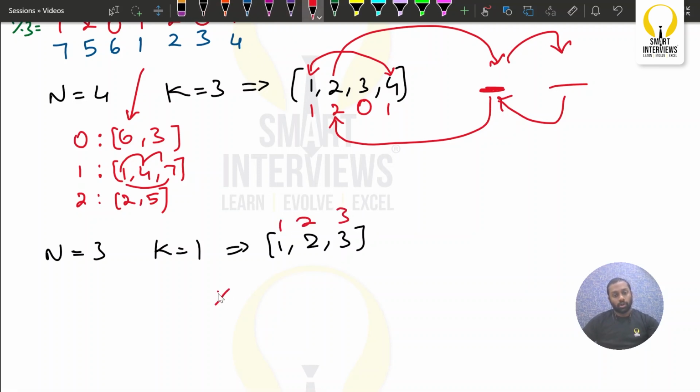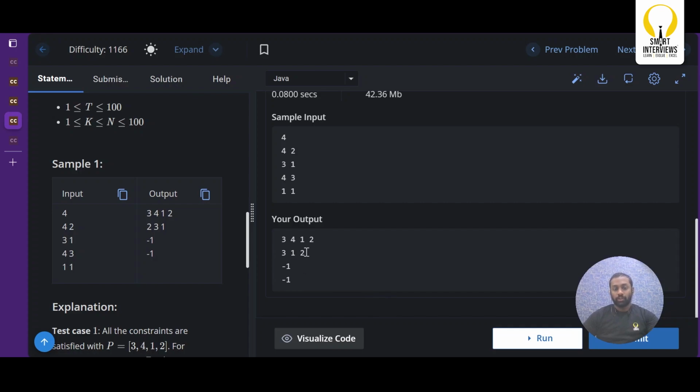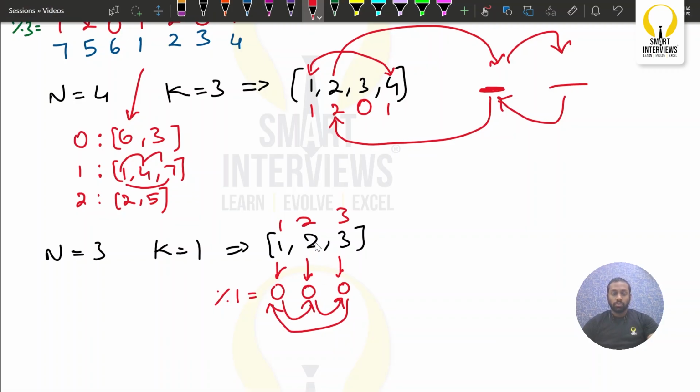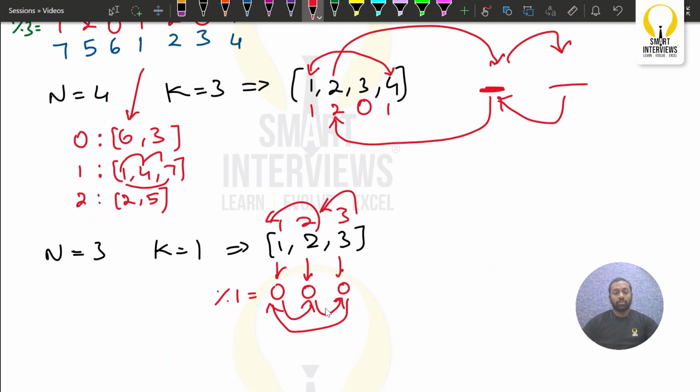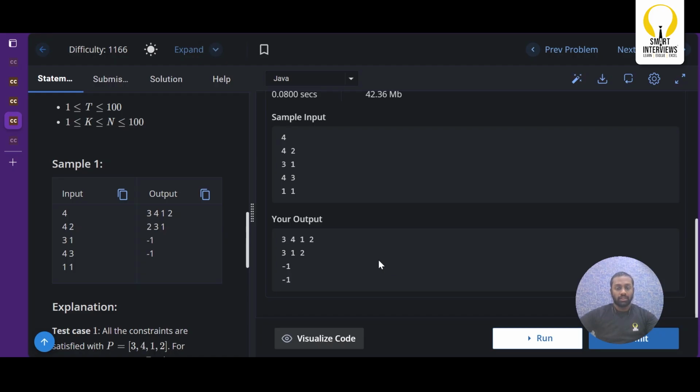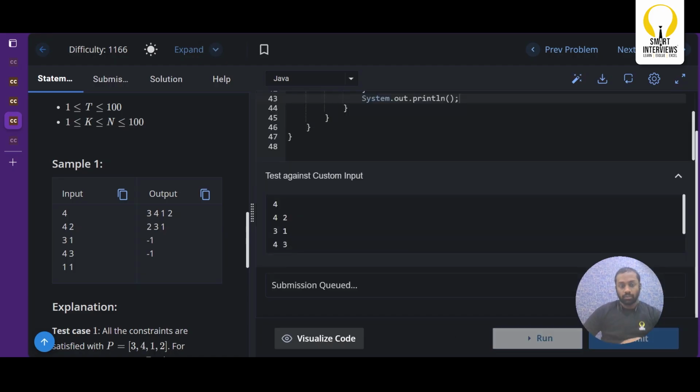If I take mod 1, I'm going to get 0 0 0. So what can I do? 1 in 2's position, 2 in 3's position, 3 in 1's position. That is what we did here, 3 1 2. But what did he do? 2 in 1's position, 3 in 2's position, and 1 in the last position. Both of them work fine, because ultimately we can see that the remainders for all these three values are 0. And let's submit. Let's see if this works.